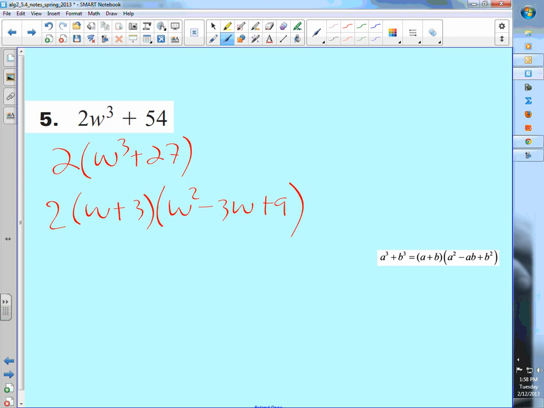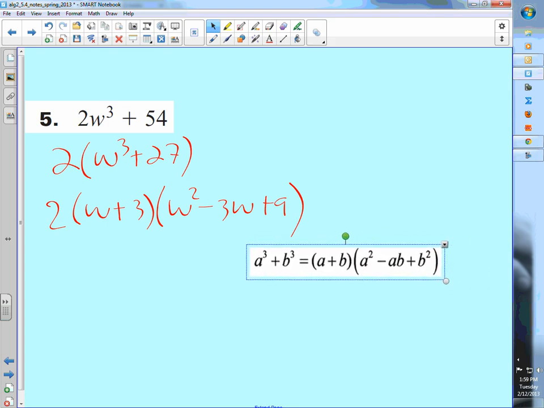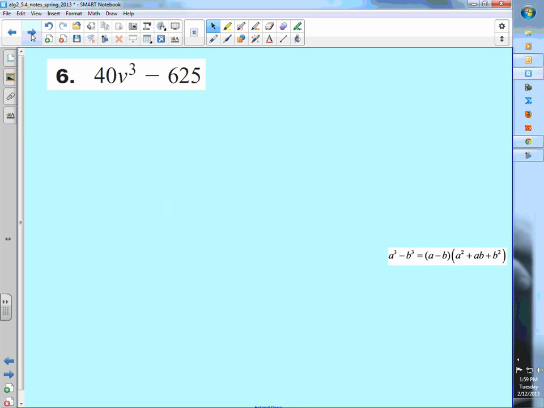I've never had a student who memorized the pattern who can't factor these. I have lots of students who refuse to memorize this pattern right here, and they come up and they say, geez, I don't know how to factor this. They don't remember this pattern. When you don't remember this pattern, it's hard to factor a sum and difference of the cubes. Try this one.